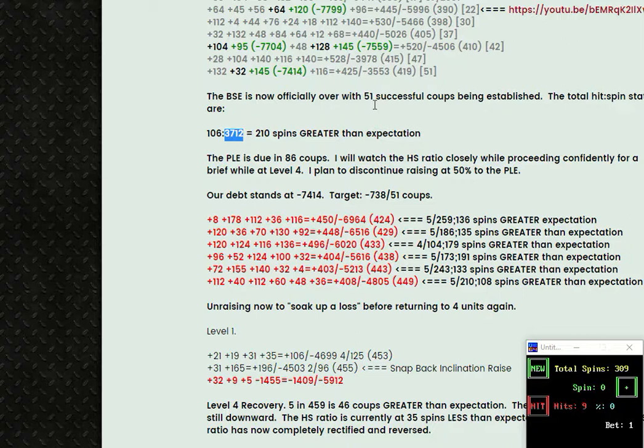And that is what we call the HS ratio, because it's the number of hits to spins ratio. Okay, and that is our short-term indicator. As you see here, the last session I just got done with, we had 9 hits in 309 spins. So how did we do in this session? Well, you take 9 times 37. That's expectation, one hit for every 37 spins. So 9 times 37 equals 333. We had 309 spins, so that's 333 plus and 309 minus.